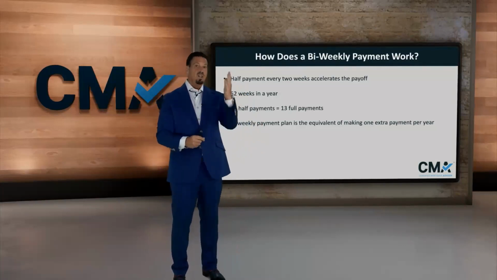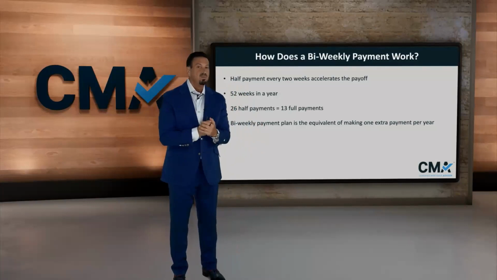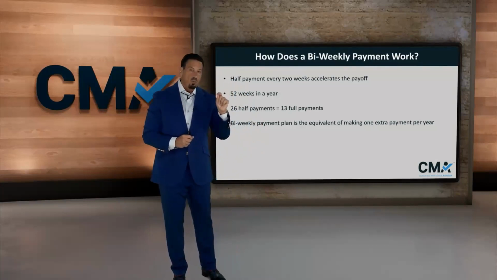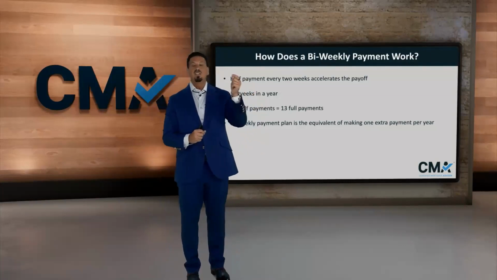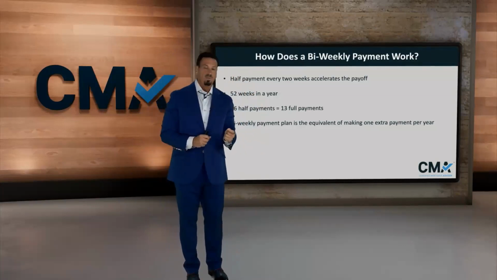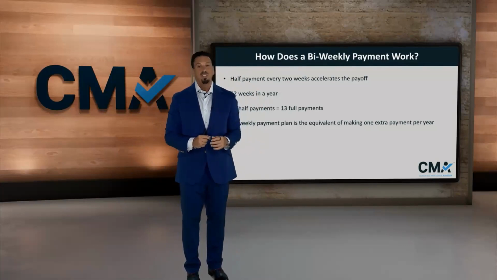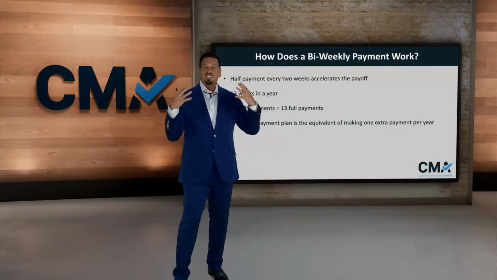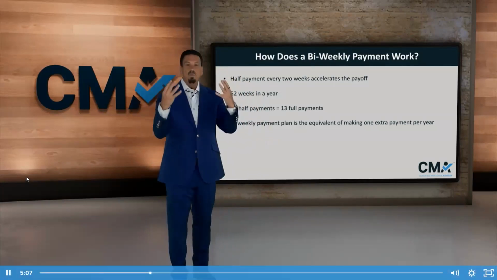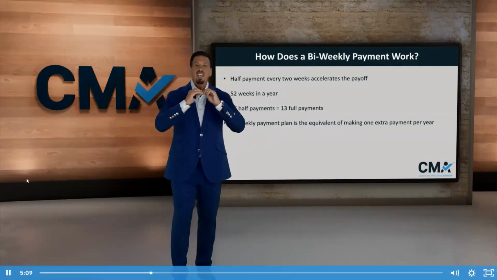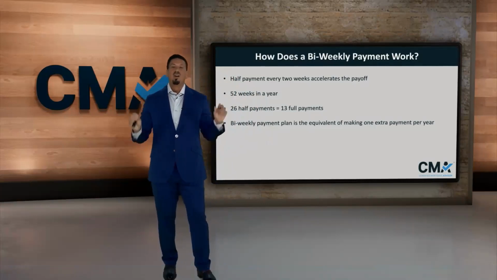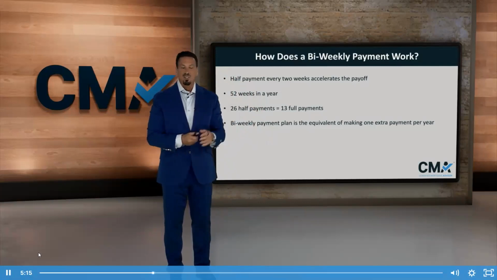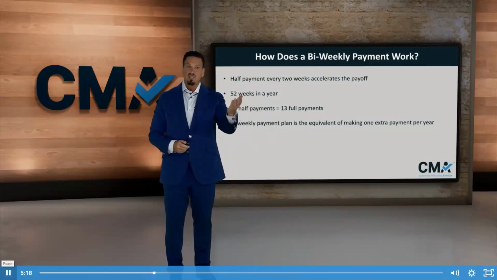Let's do the math. There's 52 weeks in a year, so you're going to be making payments every other week. That's 26 payments, each consisting of half of the normal payment. That means you're making 13 full payments a year instead of 12. You want to make your own bi-weekly payment? Simply add one payment a year, and it is the exact replica of what a bi-weekly payment plan would do. So you don't need to lose any transactions, and you can explain this to your customer.